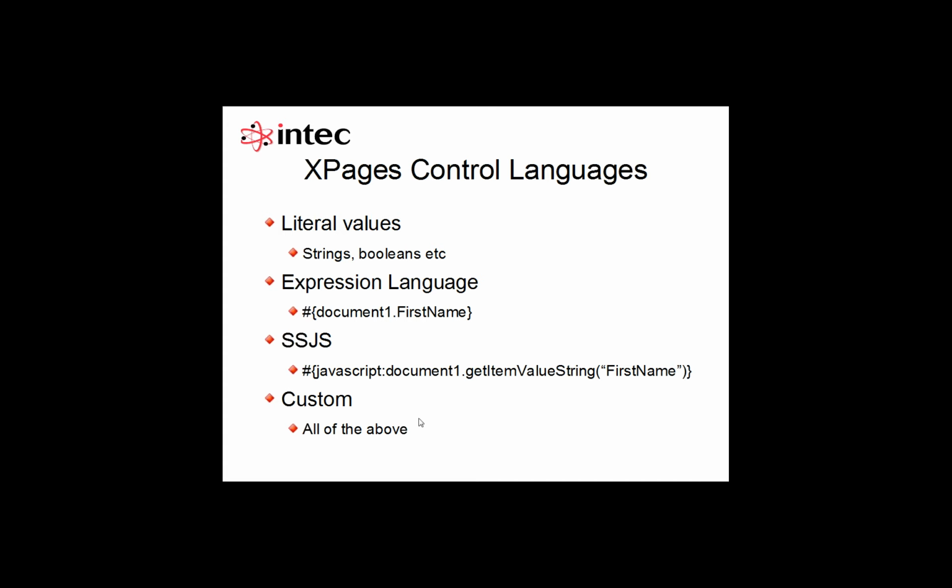The third one is the most common one that developers would use, certainly when they're getting started, and that's server-side JavaScript. Now that looks, in terms of the outer constructs, quite similar to expression language, except that it's got this keyword, JavaScript :, and then the server-side JavaScript code.